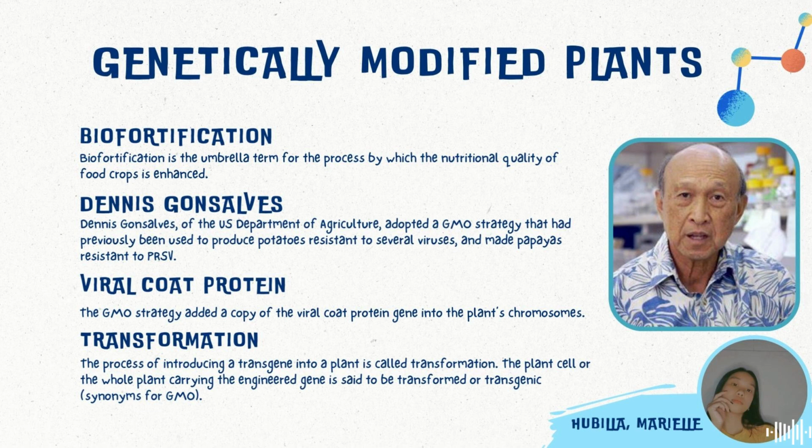And to introduce the engineered viral gene into the plant's chromosome without crossing, horticulturist John Sanford invented a means of introducing genes into plant cells by literally shooting the gene into the nucleus of a cell. This process of introducing a transgene into a plant is called transformation. The plant cell or the whole plant carrying the engineered gene is said to be transformed or transgenic. It is a synonym for GMO.